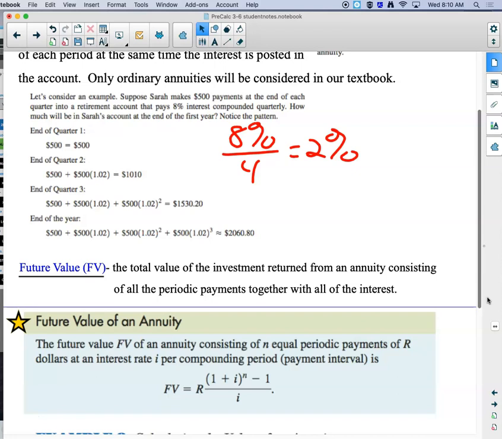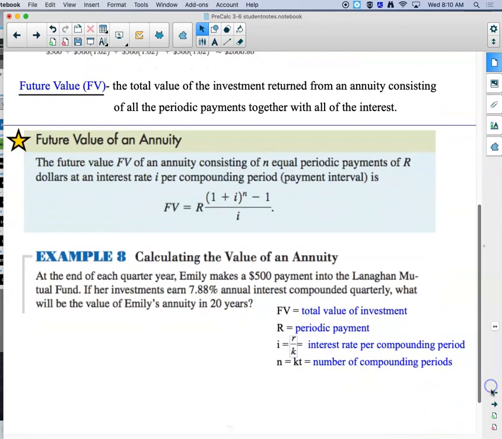So Sarah, let's just say she's young and she's got 35 years of working to do, and she's already started this retirement process. Maybe Sarah wants to see, if I keep doing this, how much money am I going to have at the end of 35 years of working? Well, that's the future value of this investment that you want to find. So down here, the future value of an annuity is found with this lovely little formula here.